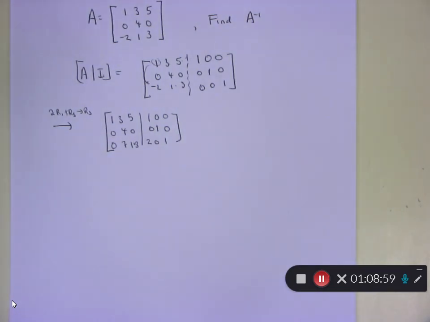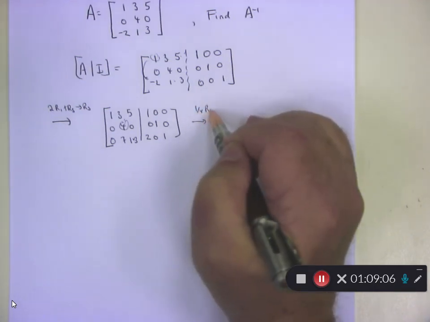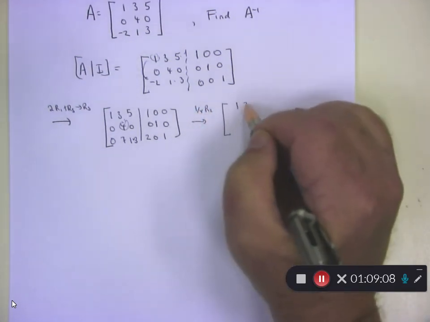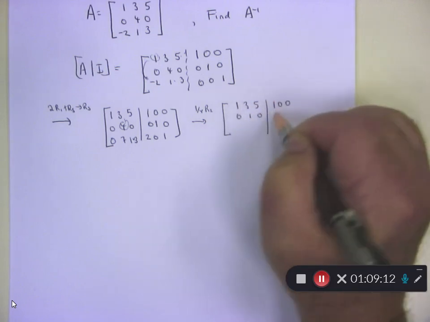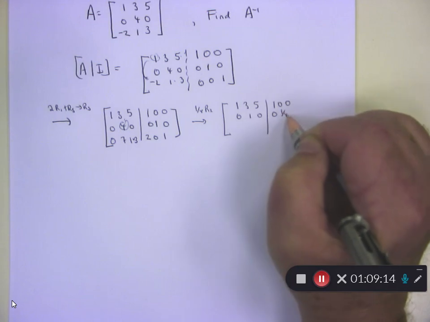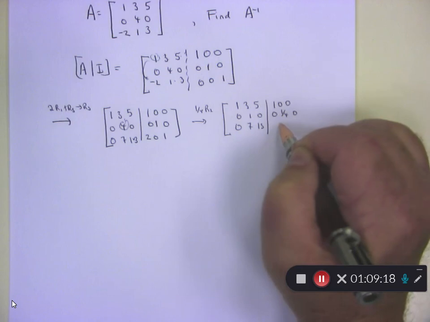What's my next move? What would you do next? I would make him a pivot. That's 1/4 times row 2. So 1, 3, 5, augment 1, 0, 0, 0, 1/4, shows up over here, 0, and 0, 7, 13, 2, 0, 1.